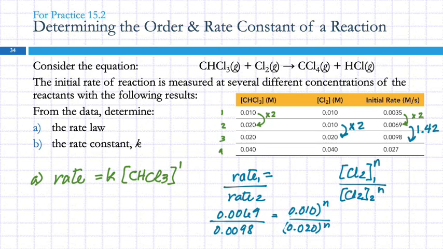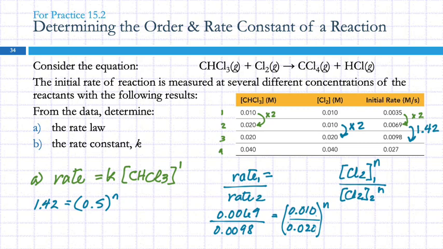We can simplify this, it's the whole fraction to the n power. So we've already done this math, and that was 1.42. And that is equal to 0.01 divided by 0.02, which I think is 0.005. No, 0.5. 0.5, right? To the n.